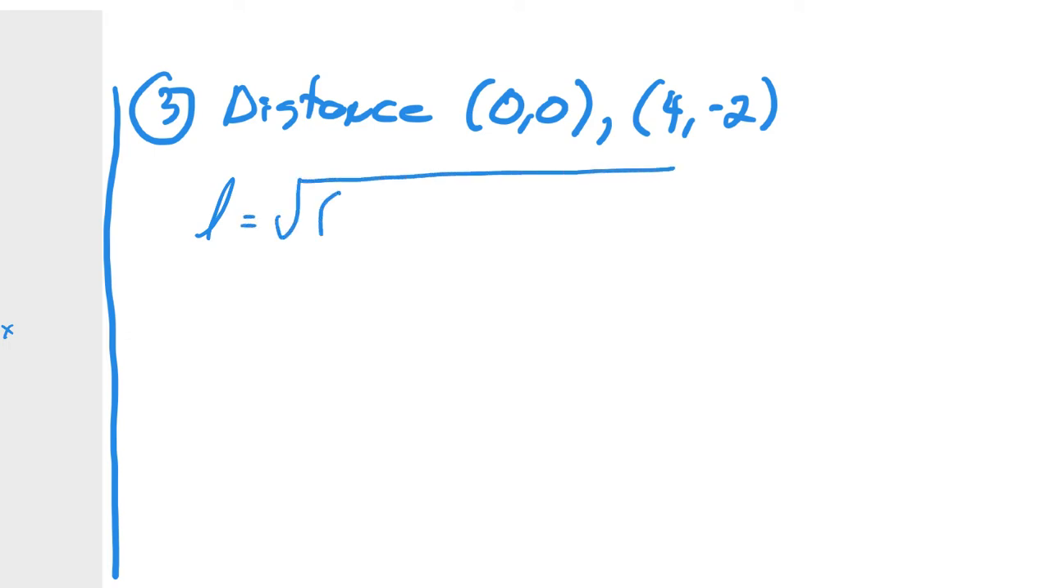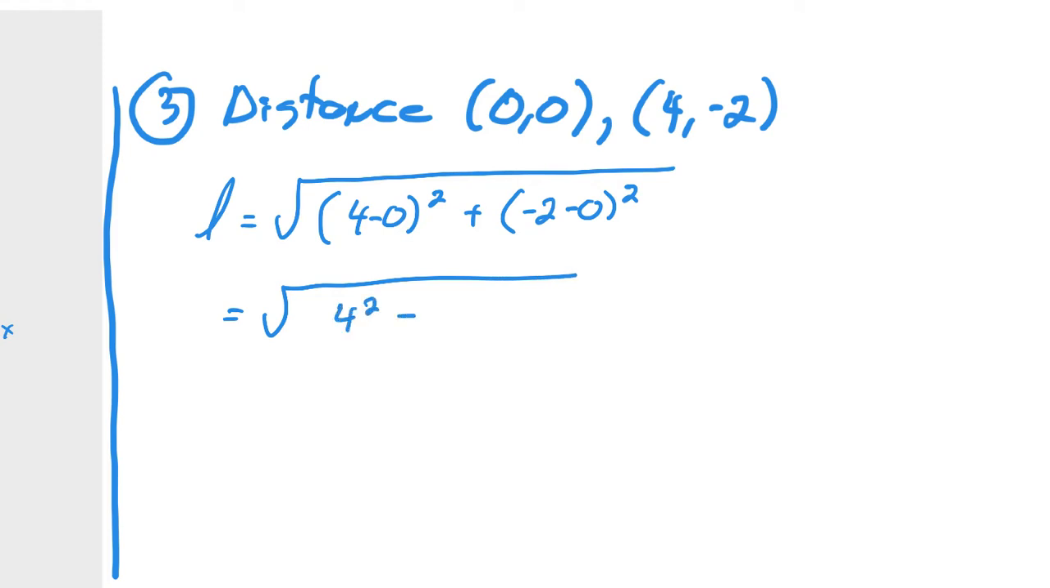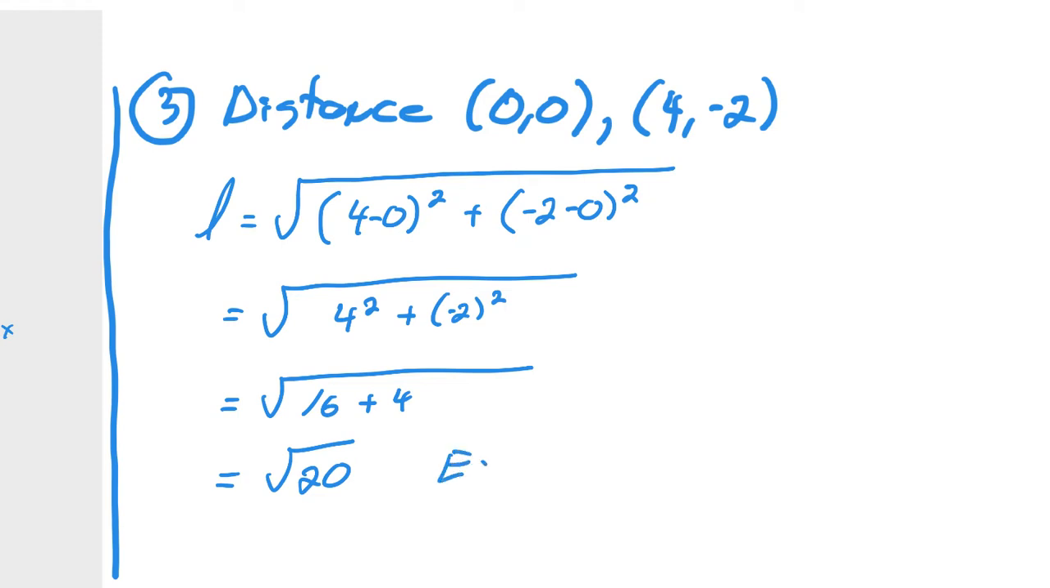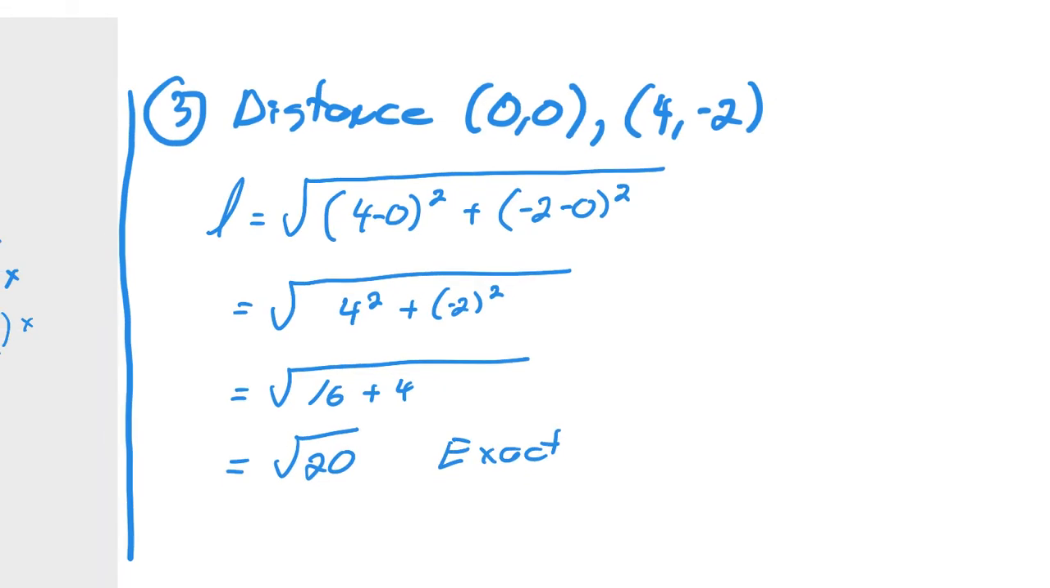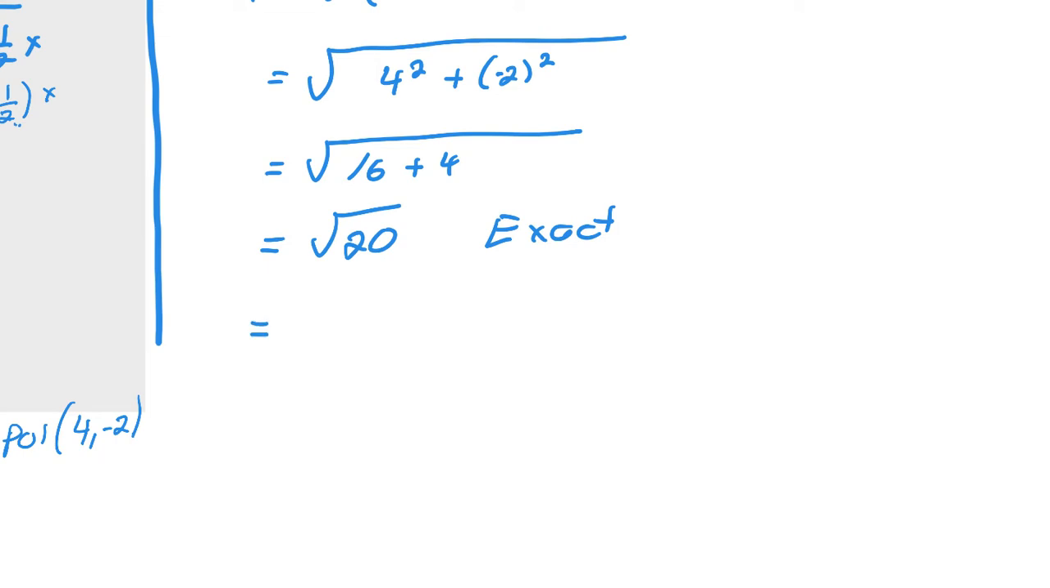I know that it's the change of x, so it's 4 minus 0 all squared plus the change of y, so -2 minus 0 all squared. This will equal now 4 squared plus -2 squared. So we've got 16 plus 4. So our exact answer would be the square root of 20. That's the exact value. And to find the approximate value, I just take the square root of that. I'm going to go to the nearest tenth, so it's going to be approximately 4.5.